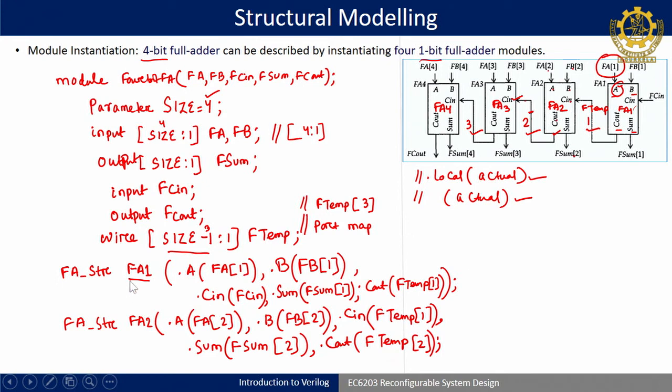Each line ended with a semicolon indicates an individual line, right. So if you say that in gate level modeling, I want to write this entire thing in a single line separated by comma, that is also allowed. Got my point? I can write FA underscore str, FA1, this entire thing, then comma, then FA2, this entire thing, semicolon.